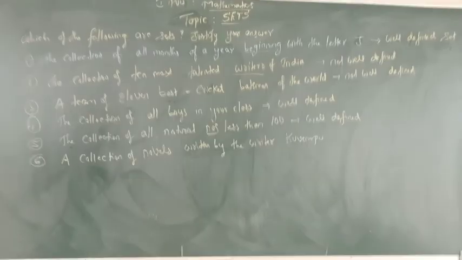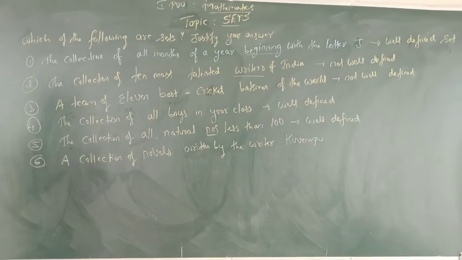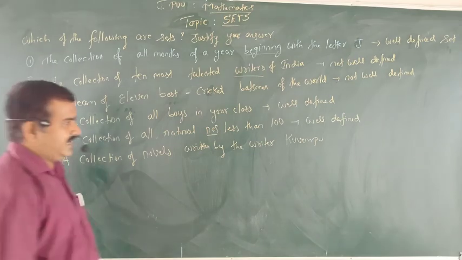The sixth one: a collection of novels written by the writer Kuvempu.